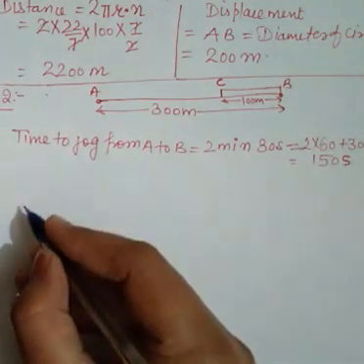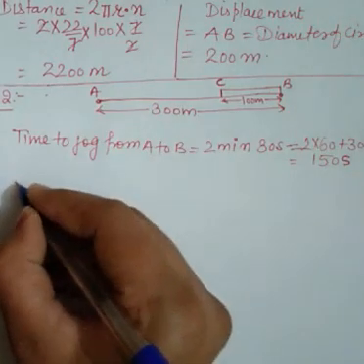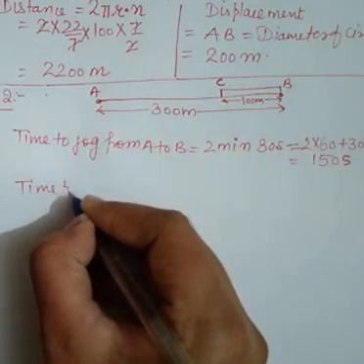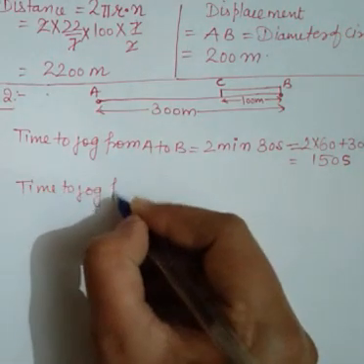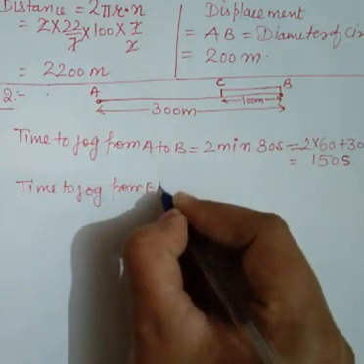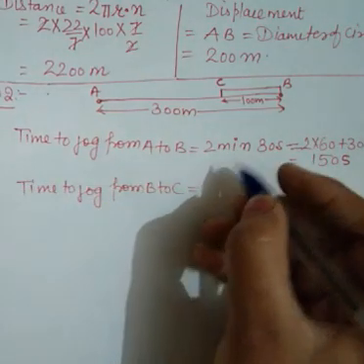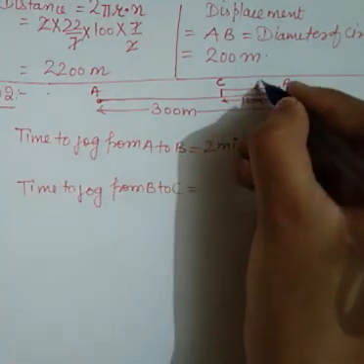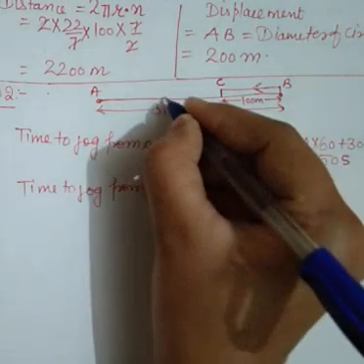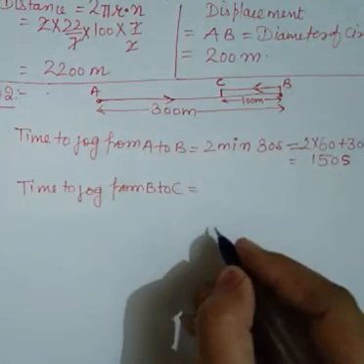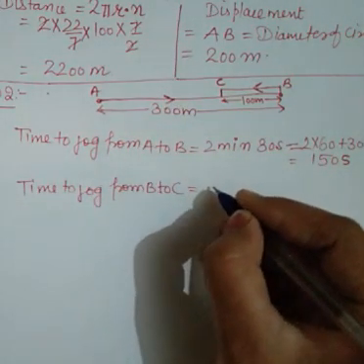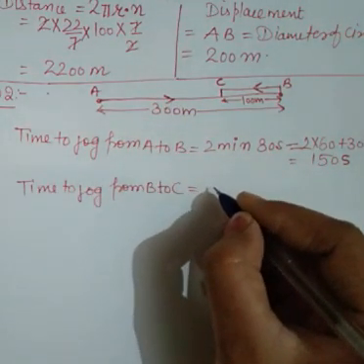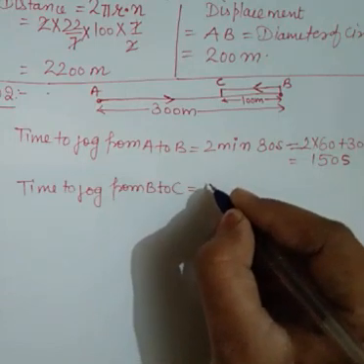It means the time to jog from B to C, while coming back after turning. Turning means coming back. I am marking the arrow here. First from A to B, then B to C. Then B to C, the time taken is 1 minute.